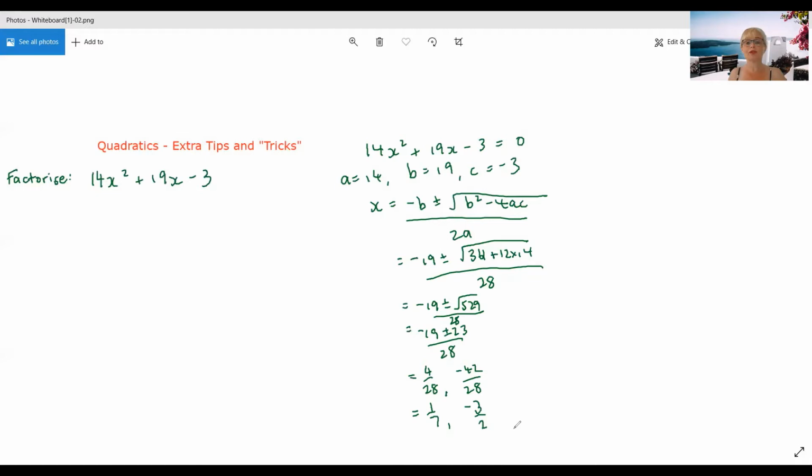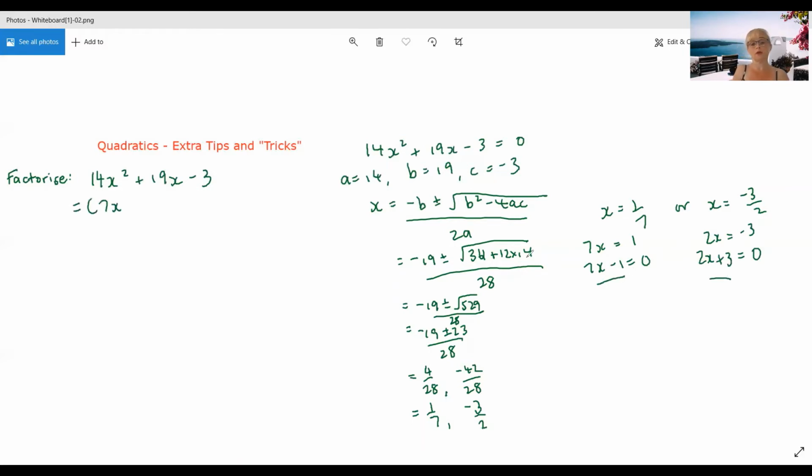Now, just like we did with an EQ in a previous video, what you can do from here is make your factors and use your null factor law in reverse. So what we're saying here is that x equals a 7th, which means that 7x equals 1, so 7x minus 1 is 0, or x equals -3 on 2, so 2x is -3, so 2x plus 3 equals 0. So here are your two factors, so using that information we get 7x minus 1, 2x plus 3, just checking that we haven't missed any common factor, which we haven't. Everything's all good there. 7x times 2x is our 14x squared, etc.